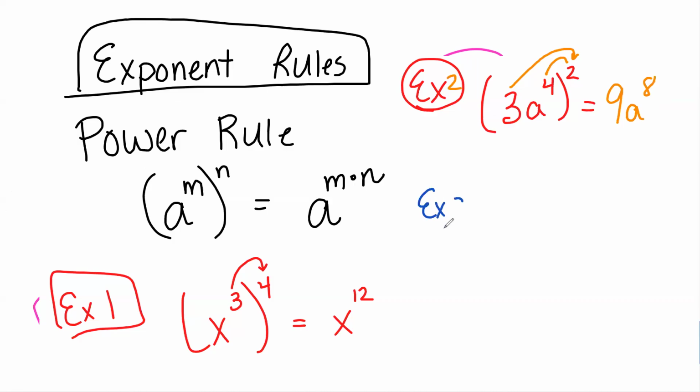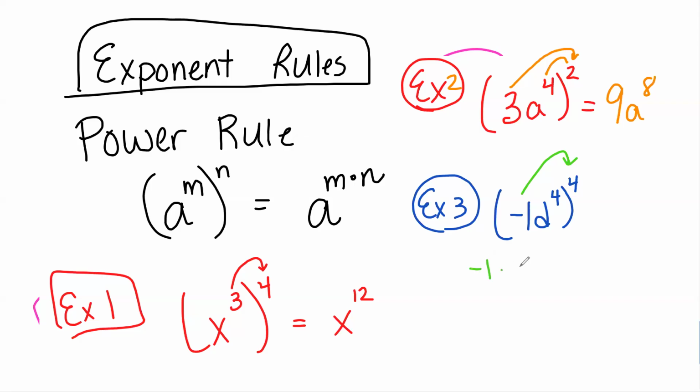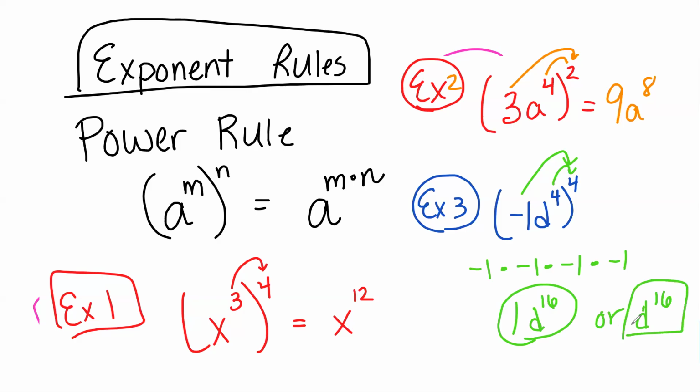All right, example 3. How about negative d to the fourth, to the fourth? There's a 1 there, so you're going to do negative 1 to the fourth. Feel free to use a calculator if you need to, or that's just negative 1 four times. That would be positive 1, and then you do 4 times 4, which is d to the 16th. Answer, or you can ghost the 1, because 1s can be invisible, and just d to the 16th. Okay, there's some basic examples of power rule.